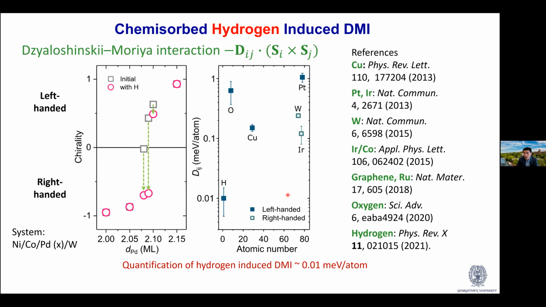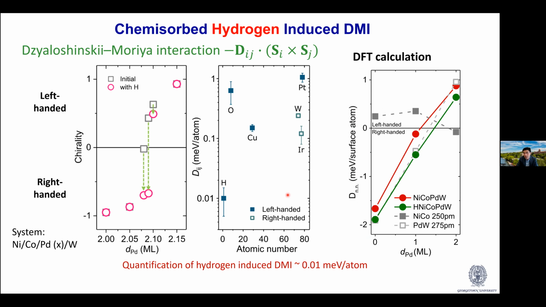We've collaborated with Stefan Blügel's group, who carried out DFT calculations. This is showing the red curve without hydrogen, and it crosses 0 DMI for a given palladium thickness. As we introduce one monolayer of hydrogen, this effectively increases the right-handedness, so we need additional, thicker palladium to balance it back to 0 DMI, which is consistent with the experiment.